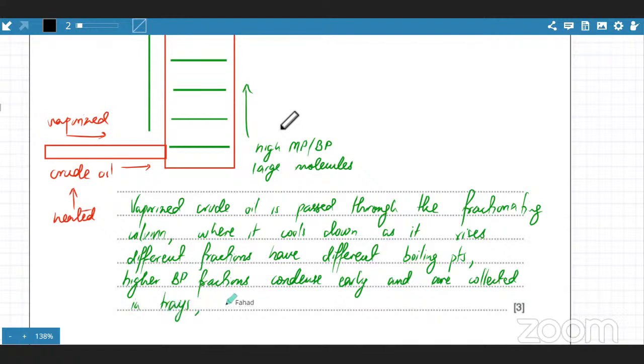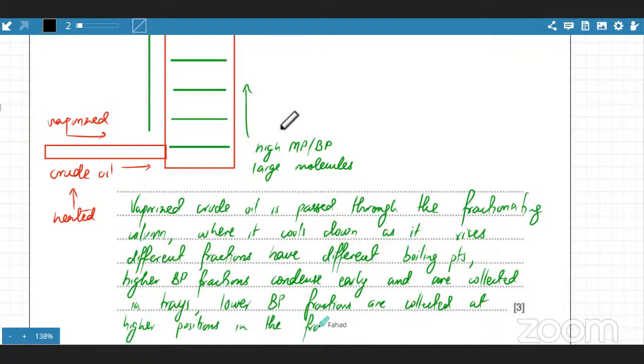Lower boiling point fractions are collected much later, or they are collected at higher positions in the whole thing in the fractionating column. Anyways, we've written a much longer answer than what is required.